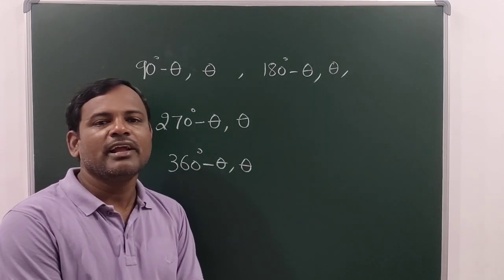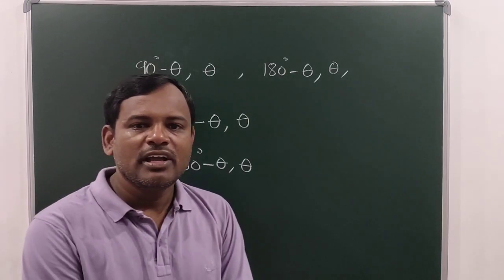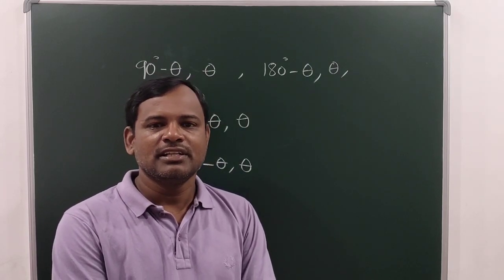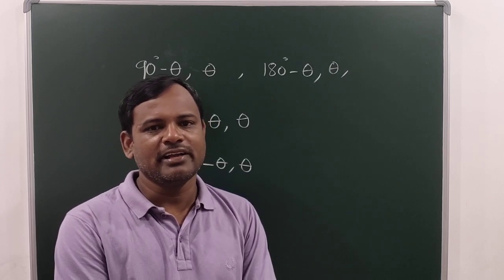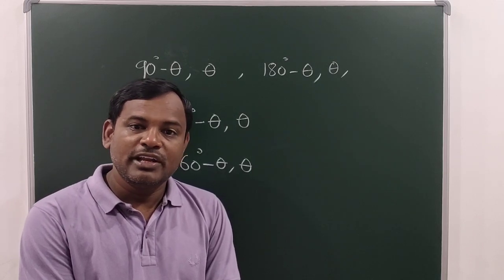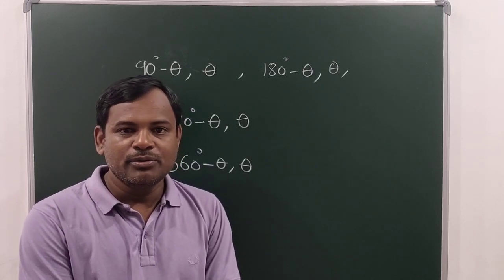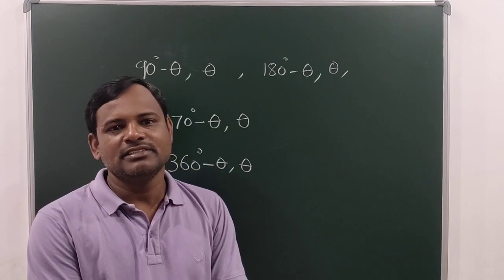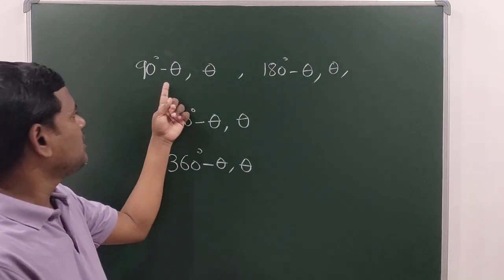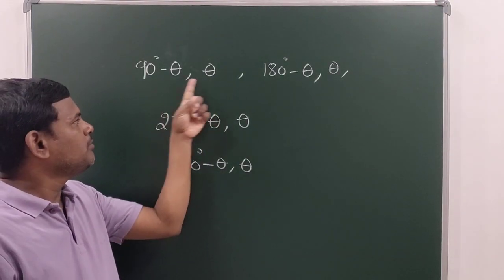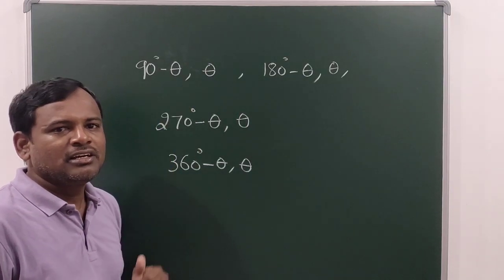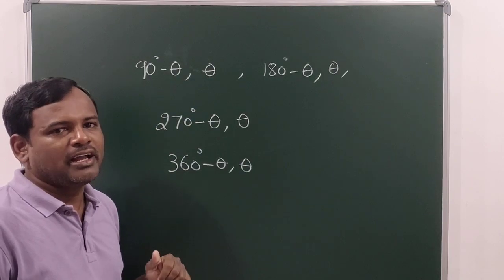Actually, the definition of allied angles is: if the sum of any two angles is a multiple of 90 degrees, then such angles are known as allied angles. Okay, if the sum of any two angles is equal to a multiple of 90, then such a pair of angles are known as allied angles. Now let us observe this pair. If you add them, you are getting the result as 90. Hence, this pair is known as allied angles.